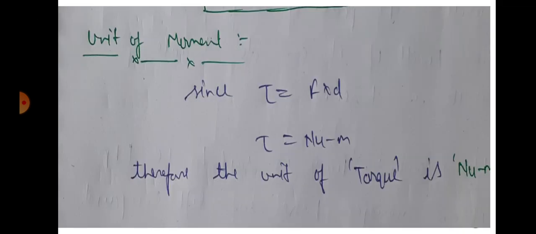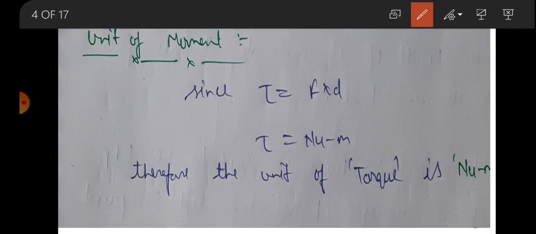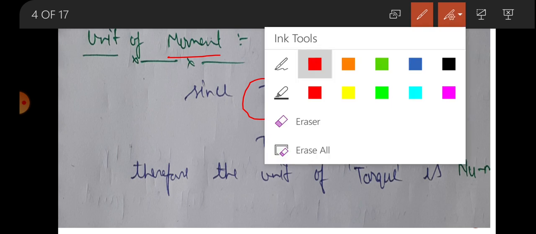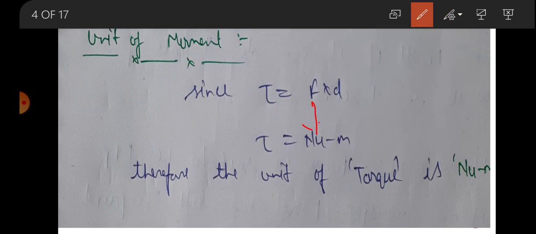Now, moving ahead, we will discuss the unit of a moment. Moment is given by F into d, and moment or torque is always represented by tau. So tau is equal to F into d. The unit of F is Newton and the unit of d is meter, because d is the distance. So the unit of tau becomes Newton into meter.